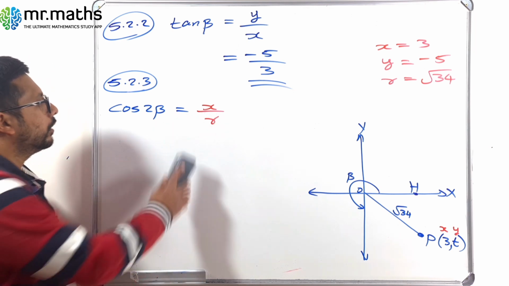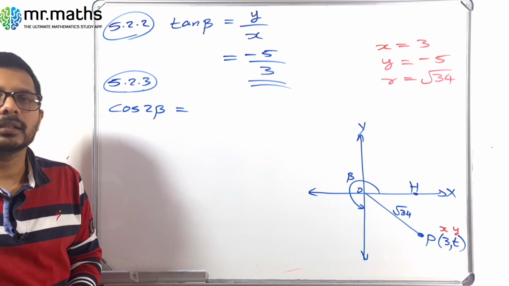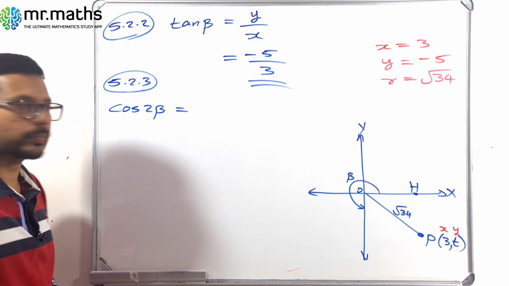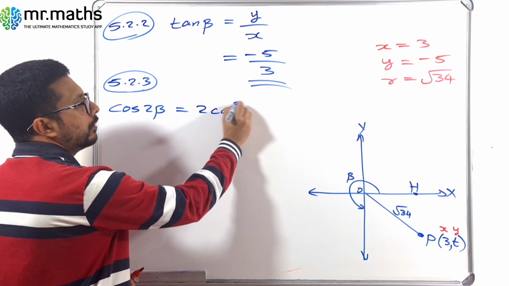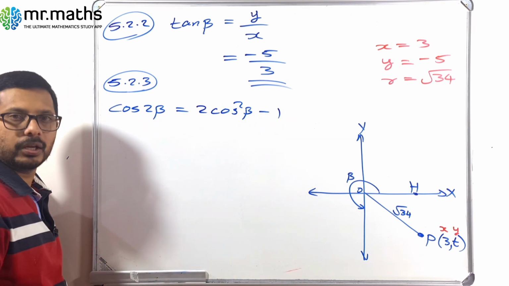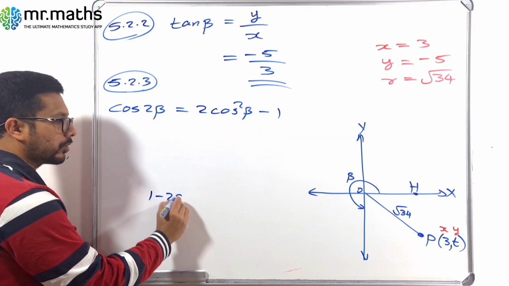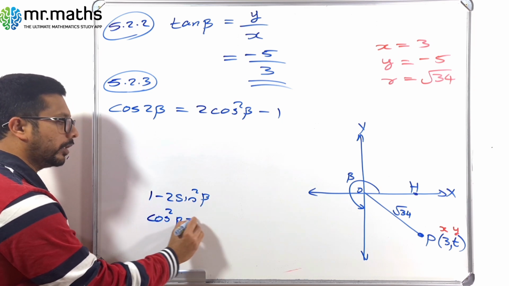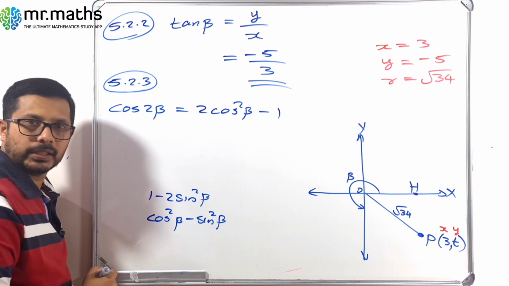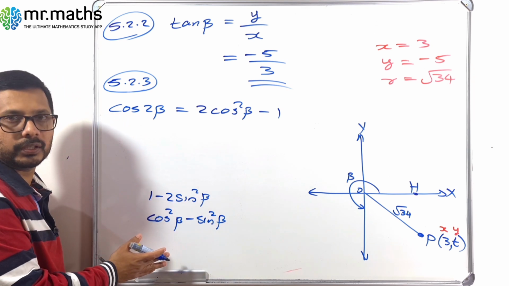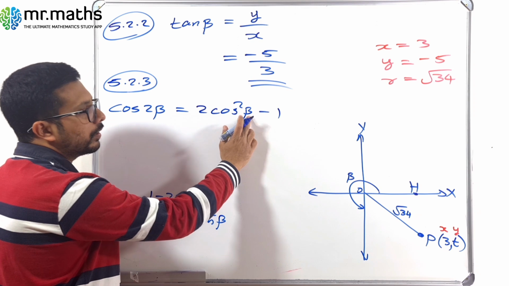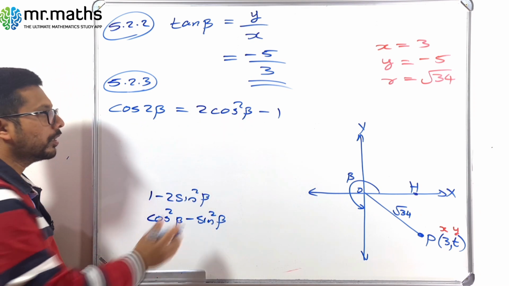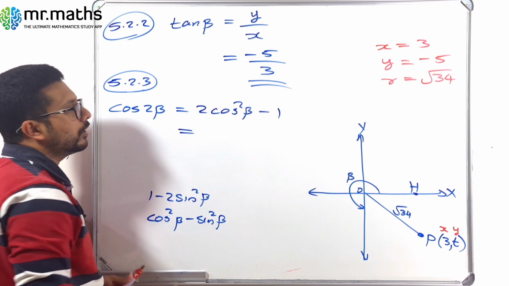So what you have to do is use the expansions for a double angle. What are the 3 expansions? 2 cos square beta minus 1. Or the other expansion, 1 minus 2 sine square beta. Or the third one, cos squared beta minus sine square beta. You can apply any one of these. So here you can see that now the angle is beta. We know based on beta what x, y and r are. So now let's apply this formula.